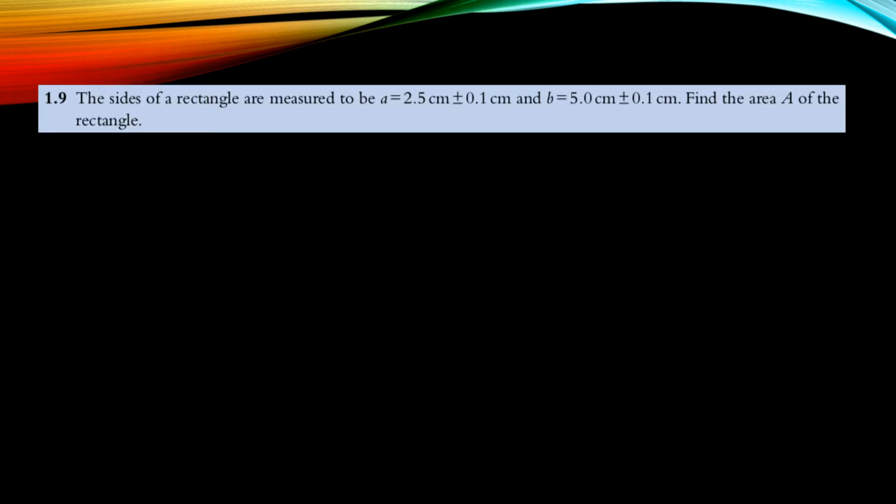Here's an example. The sides of a rectangle are A and B. Find the area, capital A, of the rectangle. We're going to multiply those two quantities together. So we can do 5 times 2.5, which will give us the value of the area. Then to get the percentage uncertainty, or the fractional uncertainty, on the area, we're going to need the fractional uncertainties on A and B.